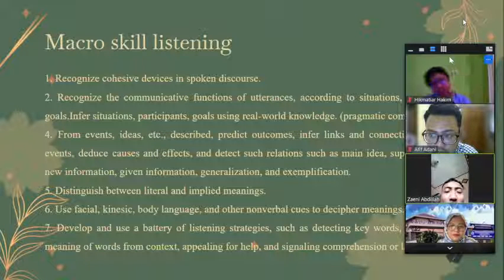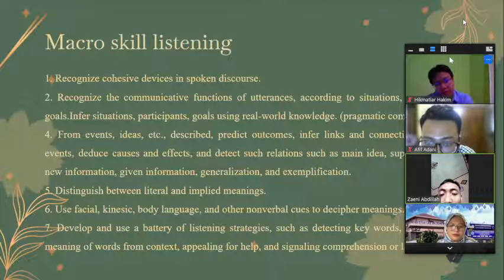And the seventh, develop and use a battery of listening strategies, such as detecting keywords, guessing the meaning of words from context, appealing for help, and signaling comprehension or lack thereof.